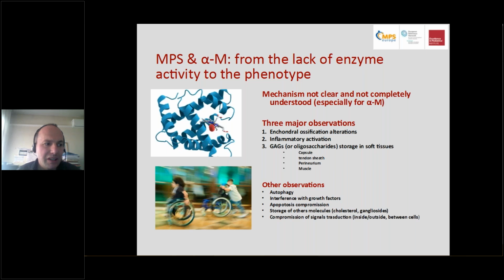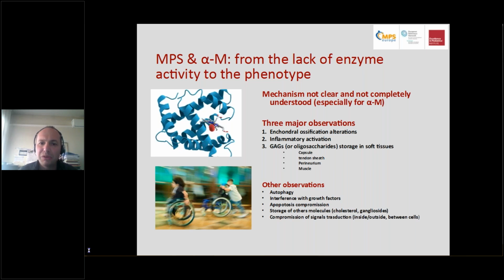I have to say, first of all, that from the lack of the enzyme to the final phenotype, the mechanism is not clearly understood. There are a lot of things that we still don't understand. We can start from three major observations. In mucopolysaccharidosis we have at least an alteration of the chondral ossification system, we have an inflammatory reaction, and we have a storage of the GAGs inside the soft tissue. We also have, coming especially from very recent literature, other observations like the alteration of autophagy, interference with growth factors, apoptosis compromission, and so on.